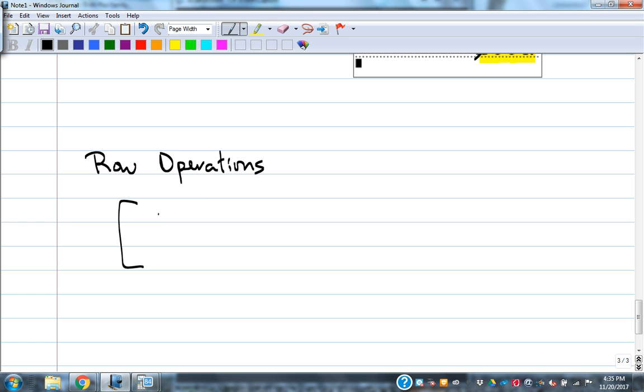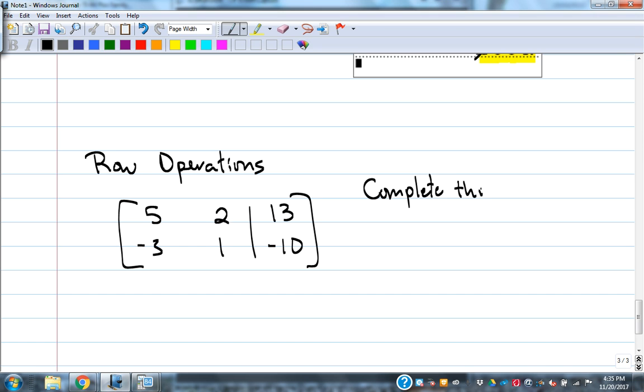So here's a matrix. They'll give you a matrix to start off with. Let's do a small one. 5, 2, 13, negative 3, 1, negative 10. All right. And put the line there because our author does that. Okay. Now, complete this row operation. 3 R1 plus R2 equals R2.